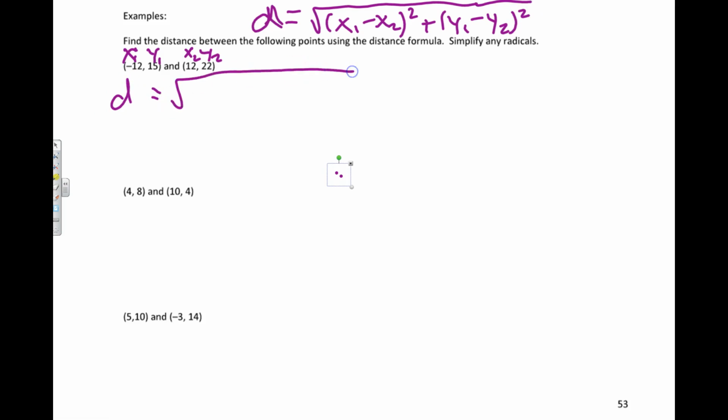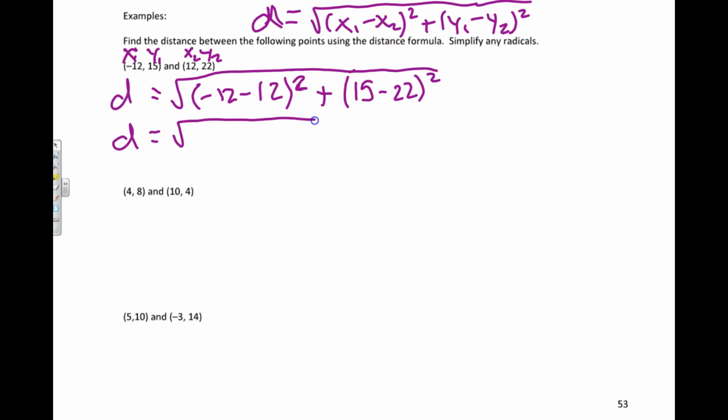So let's plug in. Distance equals the square root of x1 was negative 12 minus x2 is 12, squared, plus the difference of my y's, 15 minus 22 squared, and we're going to simplify that. Distance equals the square root of negative 12 minus 12 is negative 24 squared plus 15 minus 22 is negative 7 squared. We're going to continue working this out.